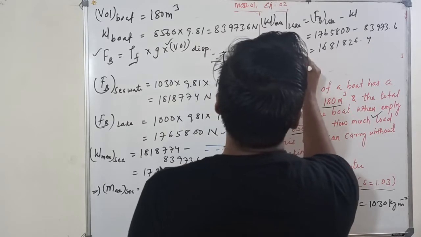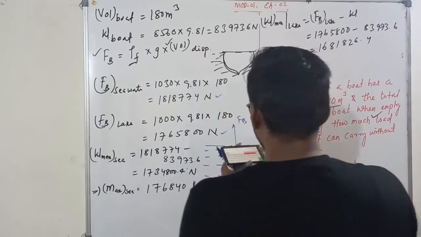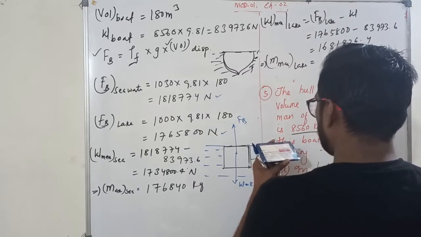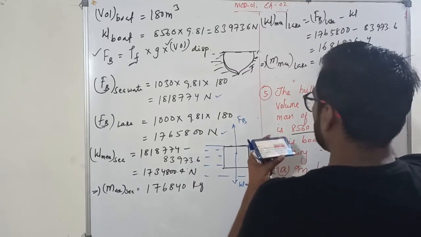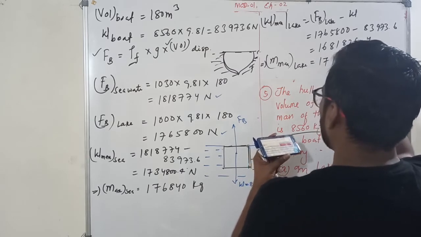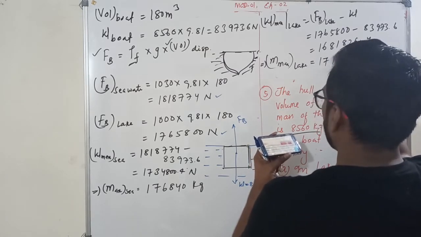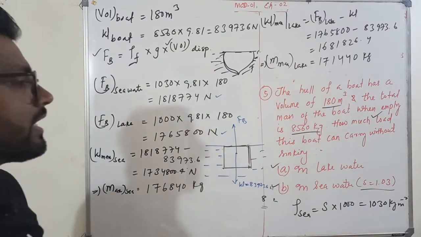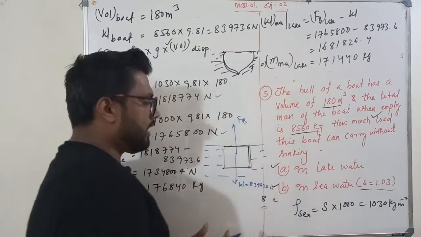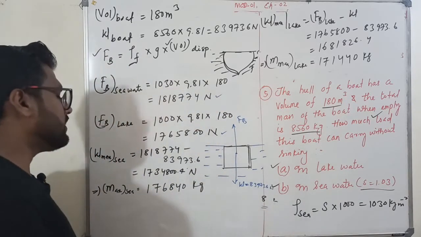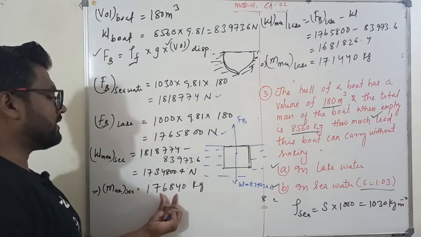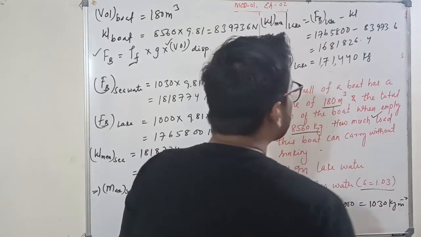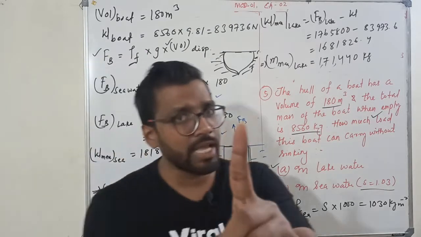Maximum mass it can take in lake is divided by 9.81. So 1,71,440 kg it can take extra in lake water. So what do you understand from here? 1,76,840 in sea water and 1,71,440 in lake water.